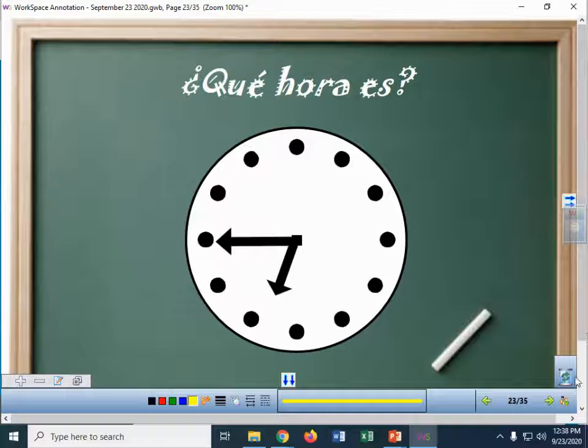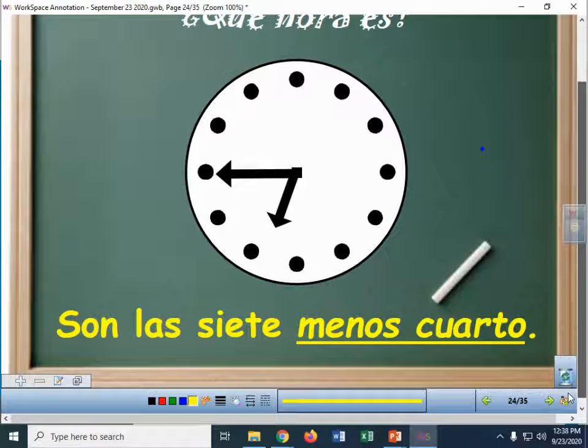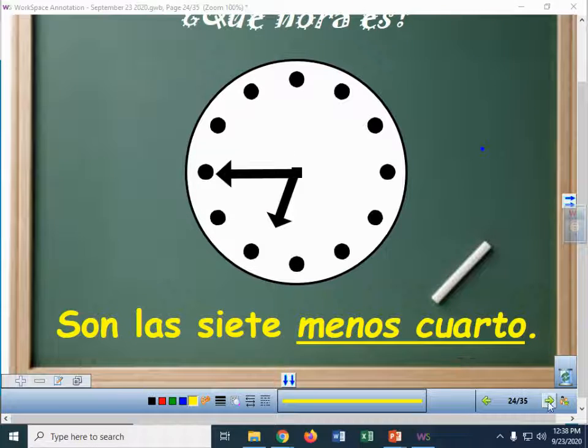¿Qué hora es? Again, we're passing that 30-minute mark, so remember you have to use menos. Son las 7:15.